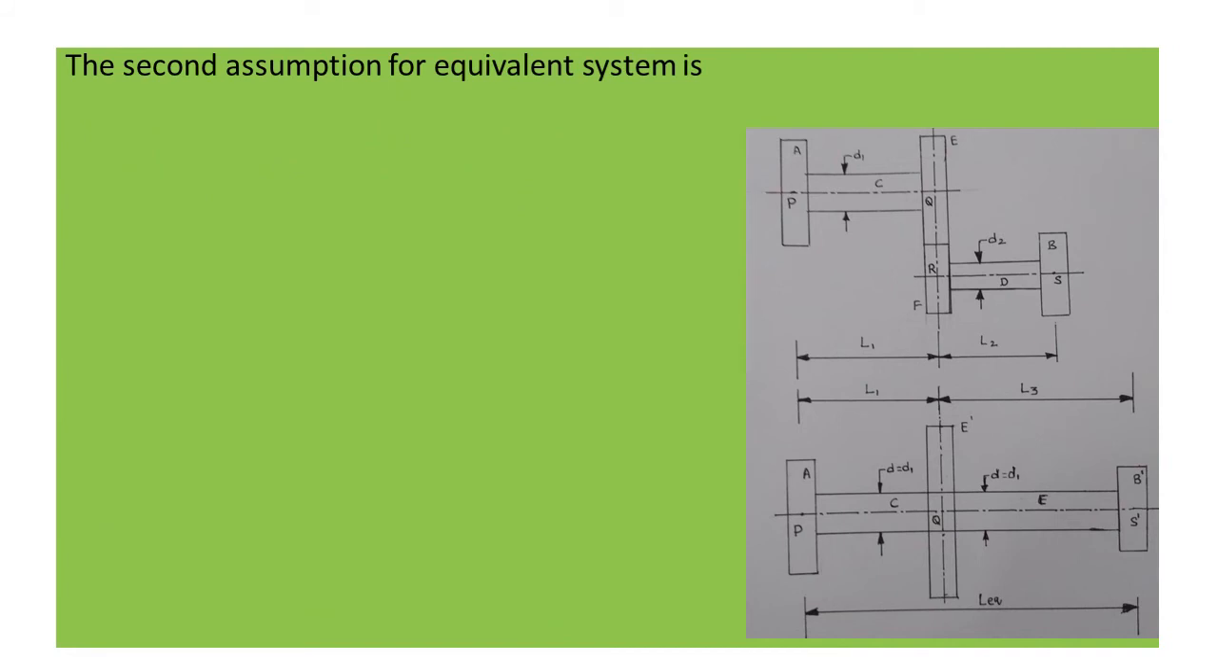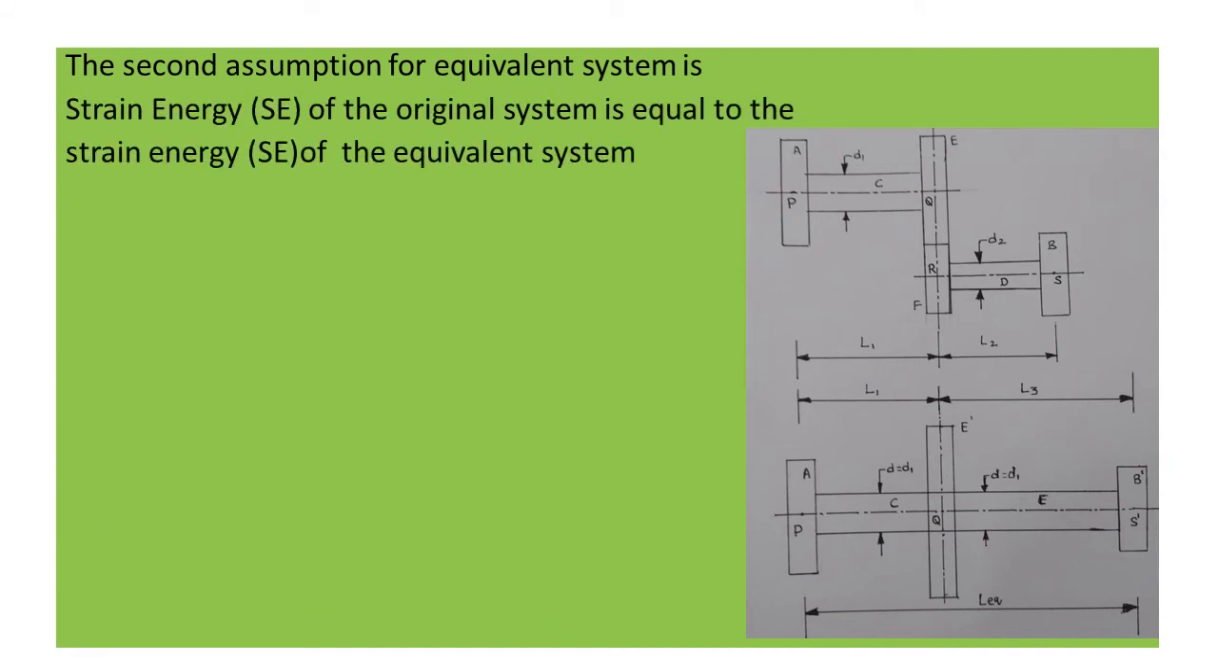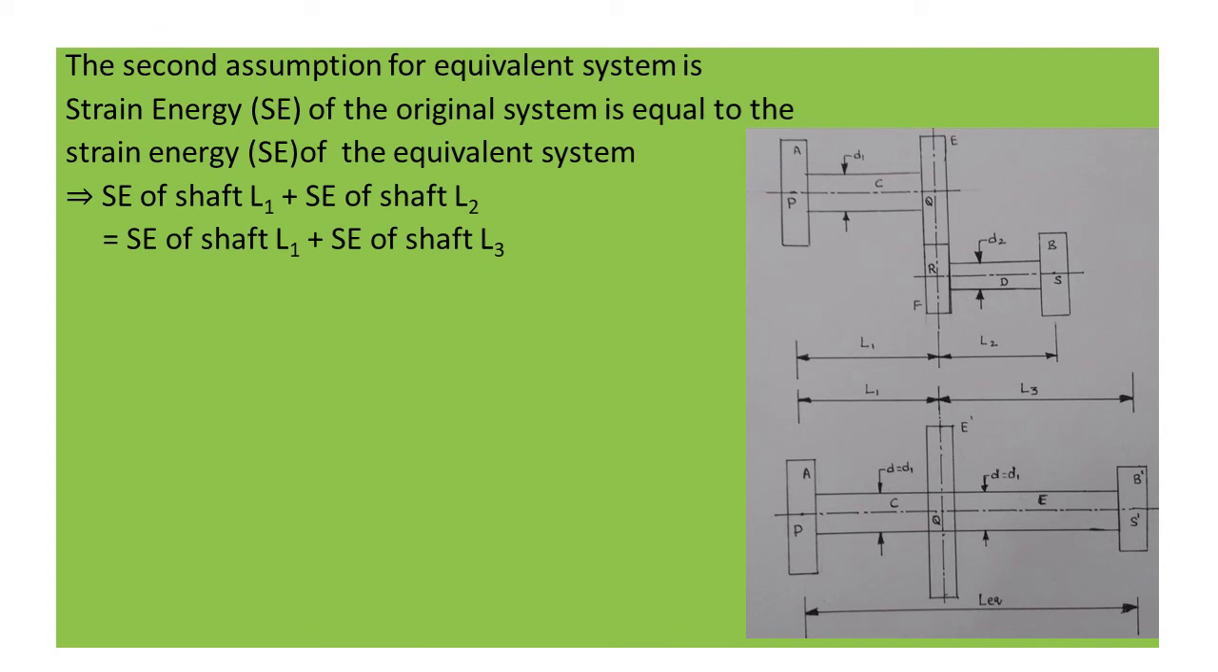The second assumption for the equivalent system is that the strain energy of the original system is equal to the strain energy of the equivalent system. It implies strain energy of shaft L1 plus strain energy of shaft L2 equals strain energy of shaft L1 plus strain energy of shaft L3. It implies strain energy of shaft L2 equals strain energy of shaft L3 in the equivalent system.